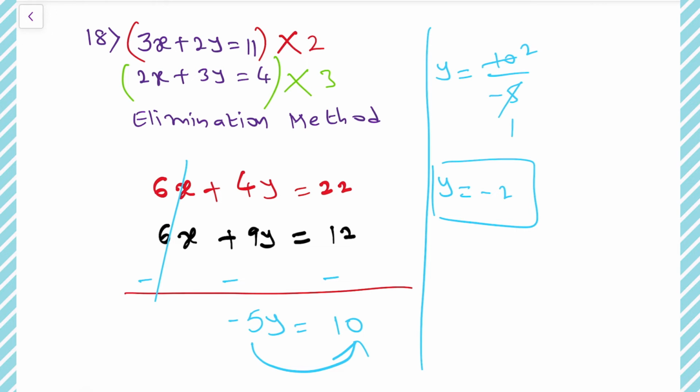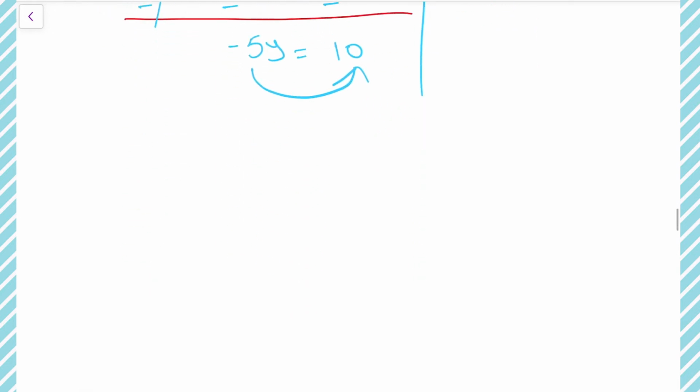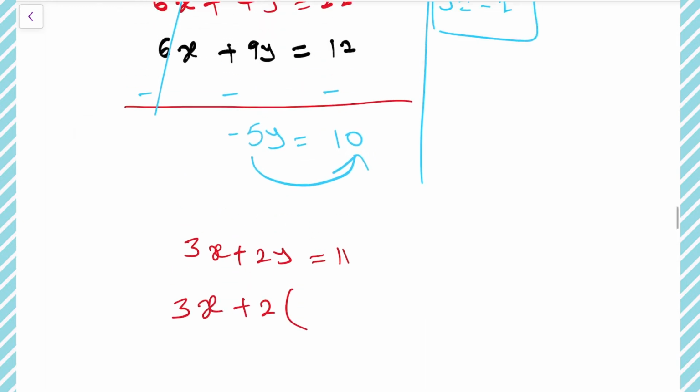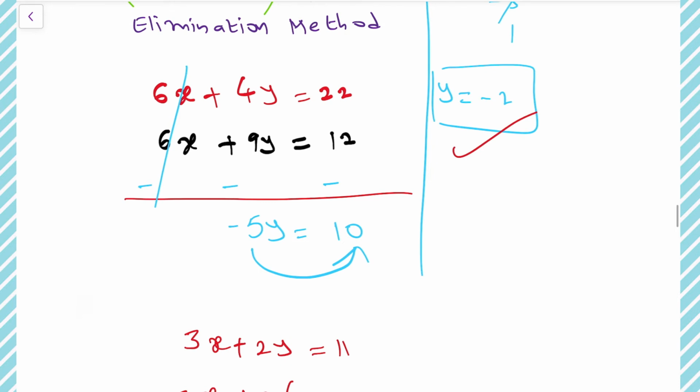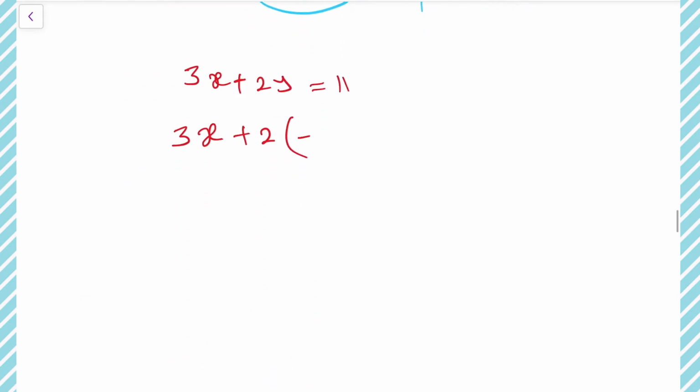Next, how will you find the x value? Take any of the equations. The first equation I am taking, that is 3x plus 2y equals 11. 3x plus 2y is equal to 11. 3x, the x value we don't know till now, we need to find out. So 3x as it is, plus 2 into y value. Just now we got the y value as minus 2. So substitute that minus 2 in the place of y, is equal to 11.